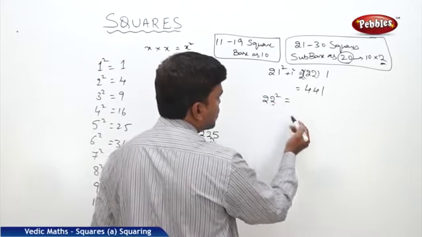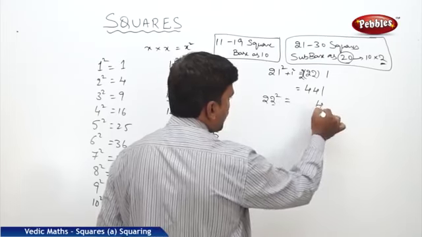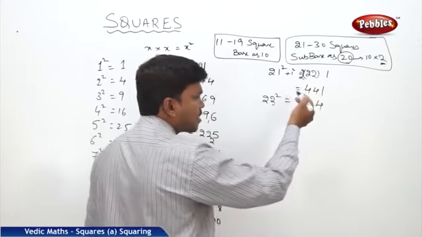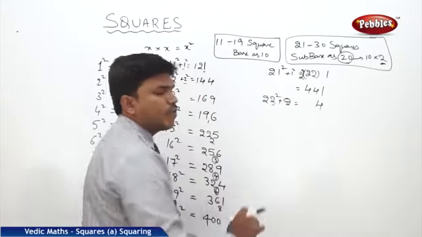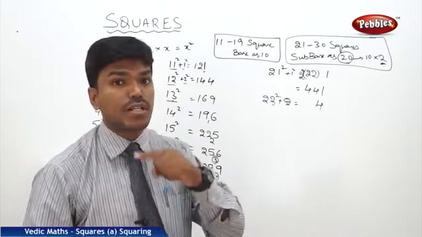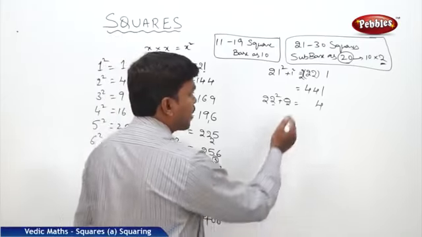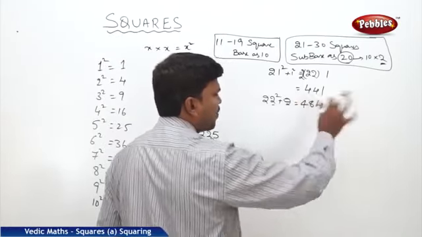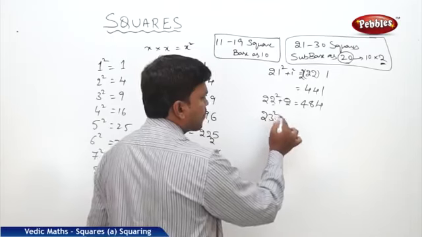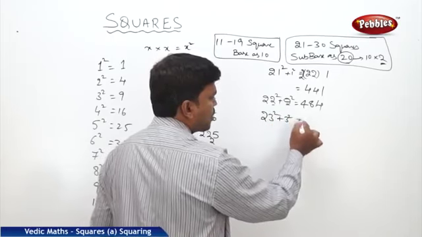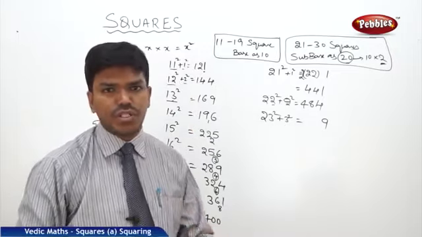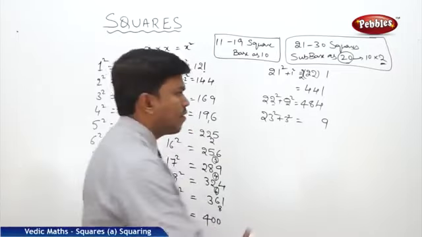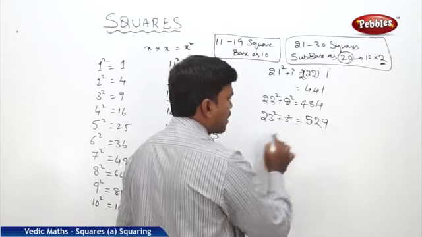Similarly, 22 square I need. So 2 square is how much? 4. 22 and what is the excess number? 2. 22 plus 2? 24. And what is the double of 24? 48. Every time you need to just make double, that's it. 23 square. That means plus 3 square. What is 3 square? 9. 23 plus 3. How much? 26. Make it a double. 52. So your answer is 529.